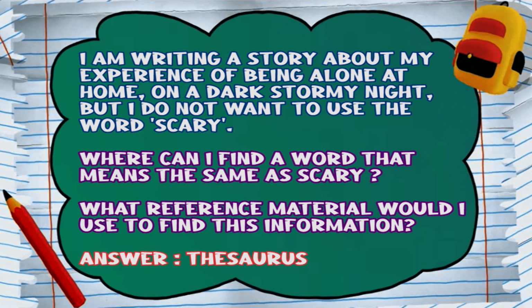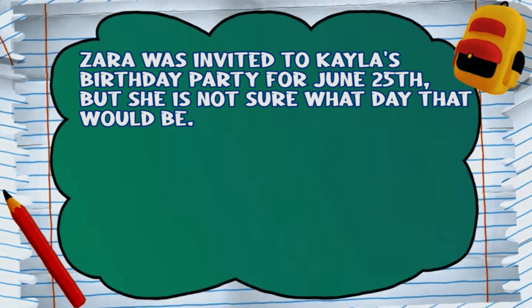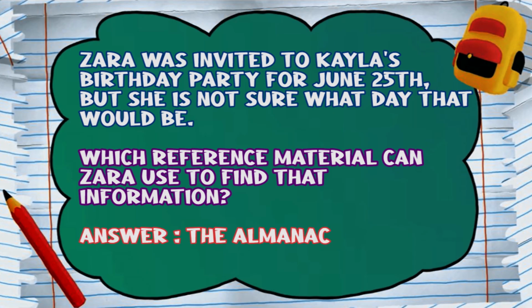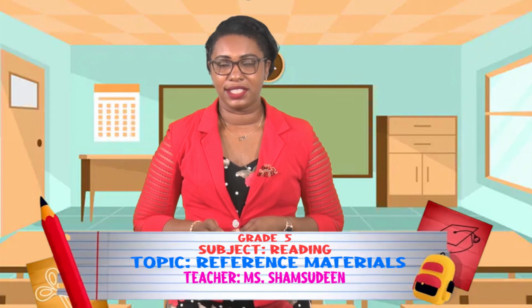Good job. Zara is invited to Kayla's birthday party for June 25th, but she is not sure what day that would be. Which reference material can Zara use to find this information? She can use an almanac. Excellent. That was quite a fun exercise.